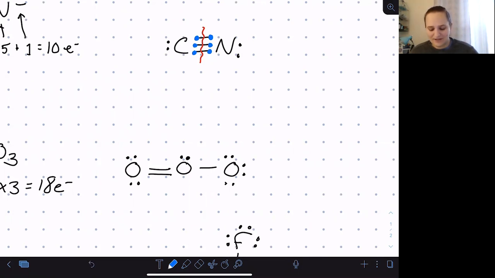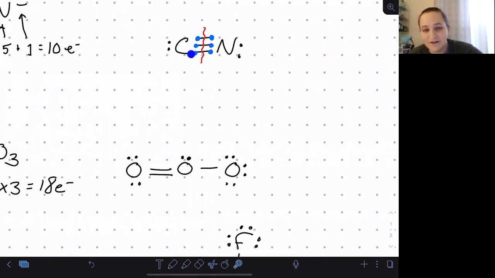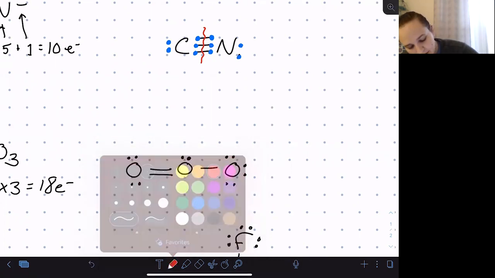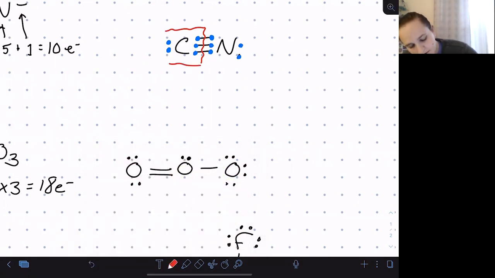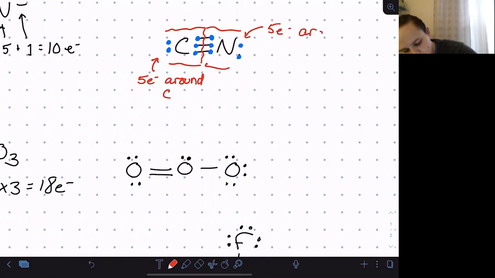So in the triple bond, we have 3 pairs being shared. So each atom ends up with 3 electrons out of the 6 that they were sharing. They also have total ownership over their lone pairs. So in this structure, carbon has 5 electrons around it. And nitrogen also has 5 electrons around it.